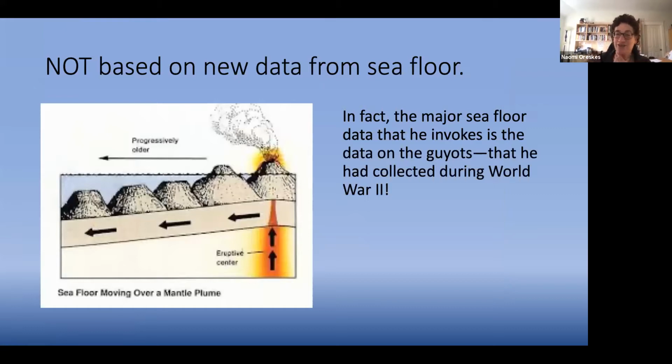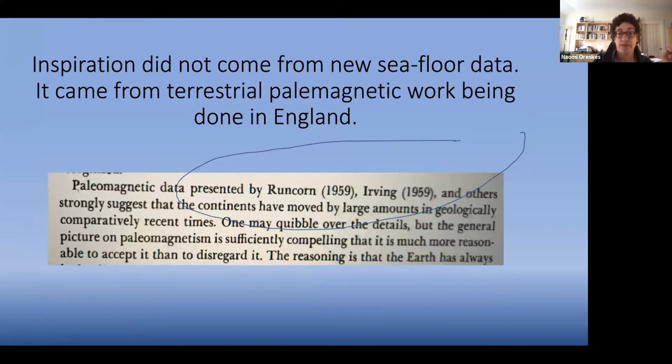The only seafloor data that he invokes is the data from the geos that he had collected during World War II. And there's no new data because even in 1963, he is still not permitted to publish the data from the seafloor, and he's not permitted to talk about it. And if we actually read this paper and ask, well, what inspired him to reopen the debate, right?